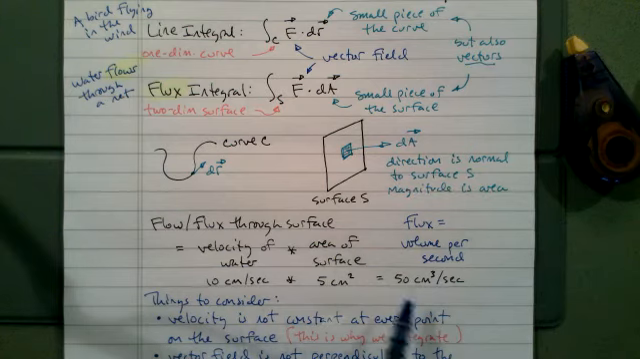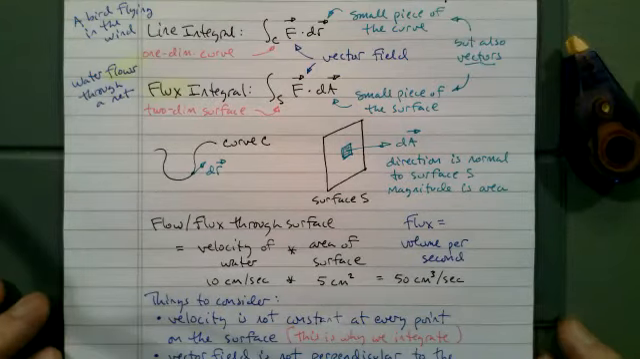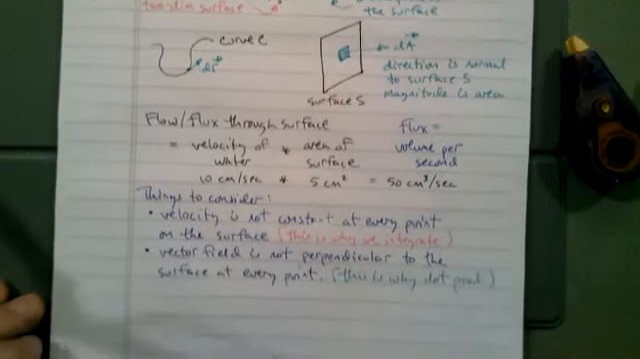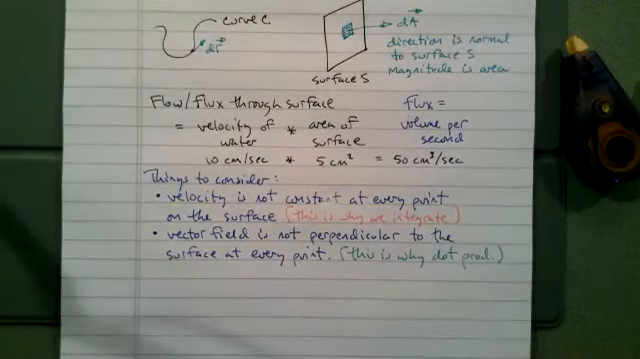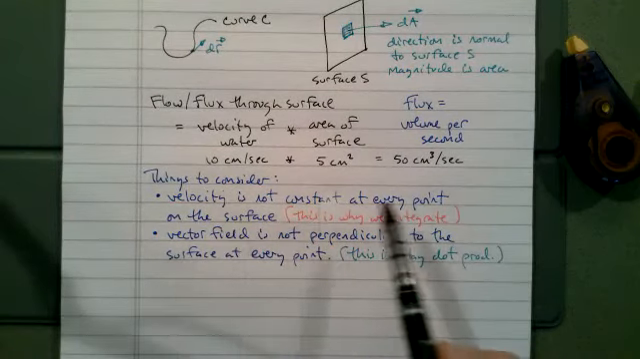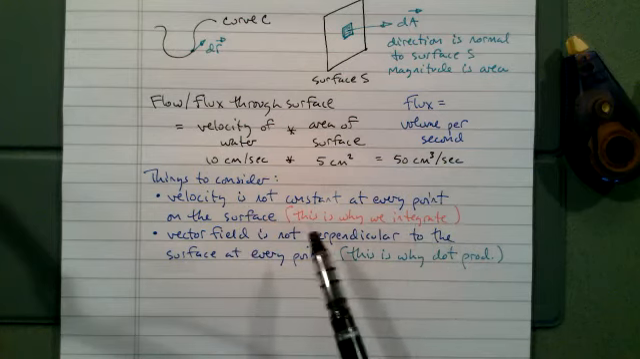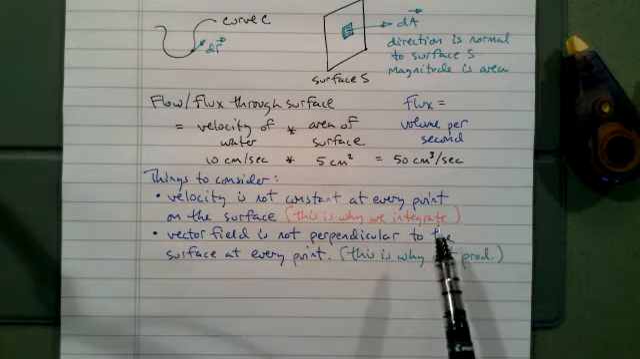If things were just this easy, everything was constant all the time, then we can end the problem at 4th grade math. We get to multiply, because that's how calculus works. If everything is constant, we get to multiply. But this is calculus. So here are the things we need to consider. The velocity might not be constant at every point on the surface, and this is why we're going to have to integrate.